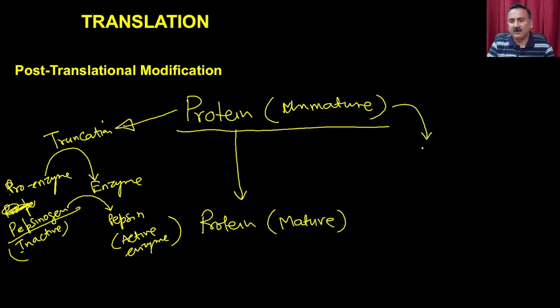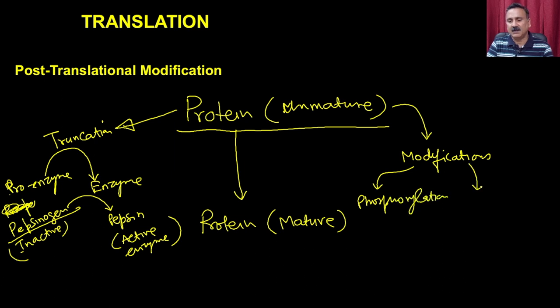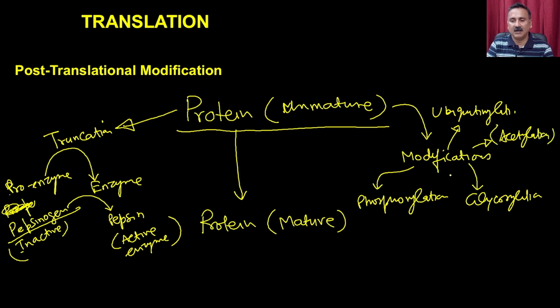Then you also have the different types of the covalent or the non-covalent modifications, mostly the covalent modifications, such as phosphorylation, such as glycosylation, such as ubiquitination, or acetylation. So all these are different types of changes.